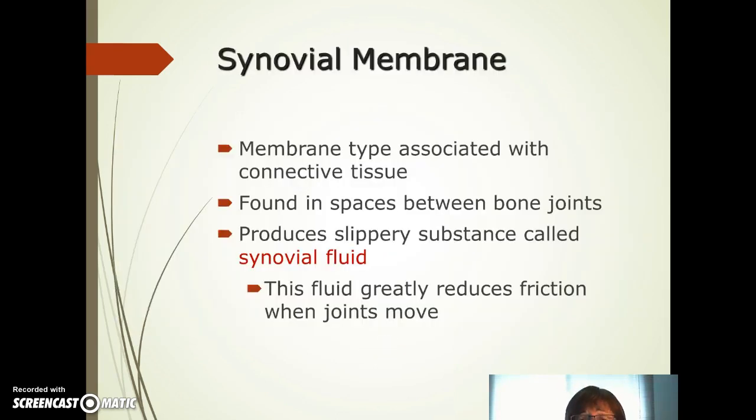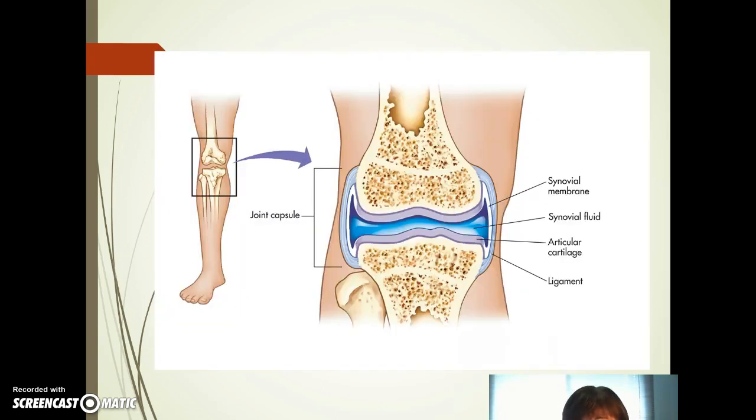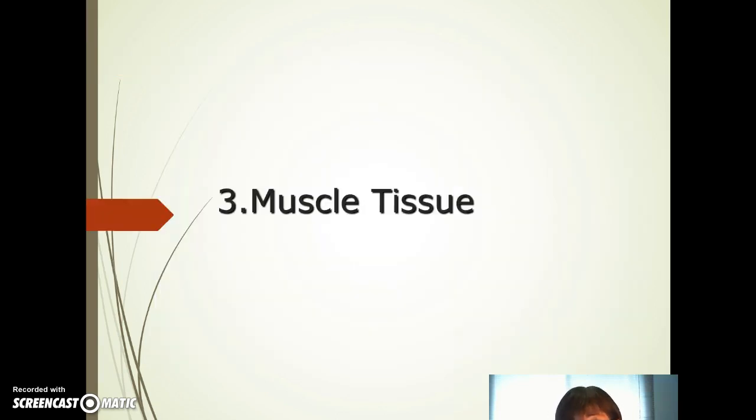Then you have a synovial membrane. The synovial membrane is usually associated with connective tissue, and it's found in your bone joints, and these are called your synovial joints, and the fluid is called your synovial fluid. And we'll talk a little bit more about this when we talk about bones. Okay, so here's an example of your typical synovial joint, such as your knee.